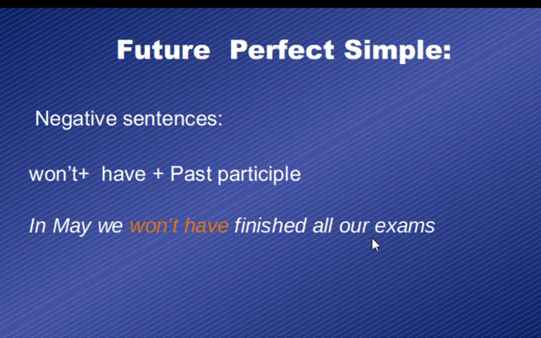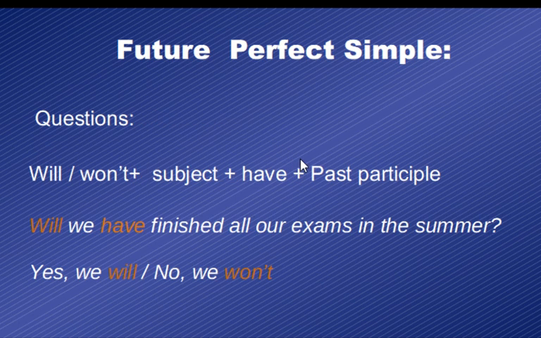So now let's look at how to make a negative sentence. It's very easy. We just have to change the will by will not, or more often won't. In May, we won't have finished all our exams. The rest is really easy. You just keep the have and the past participle as in the affirmative tense.